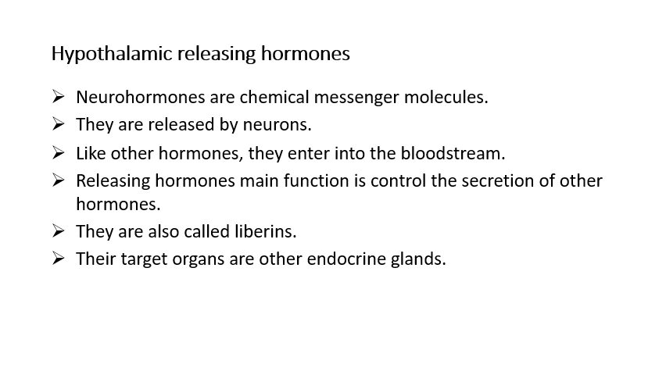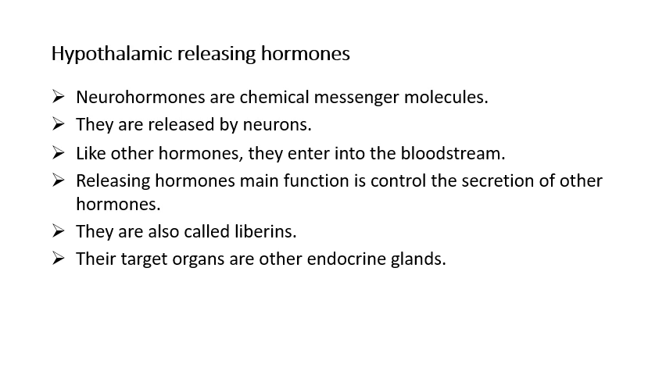The hypothalamic releasing hormones, or neurohormones in general, are chemical messenger molecules. So we know that hormones are nothing but chemical messengers, and the special thing about these neurohormones is they are released by the neurons. And like any other hormone, they enter into the bloodstream. They are directly released into the bloodstream of the body.